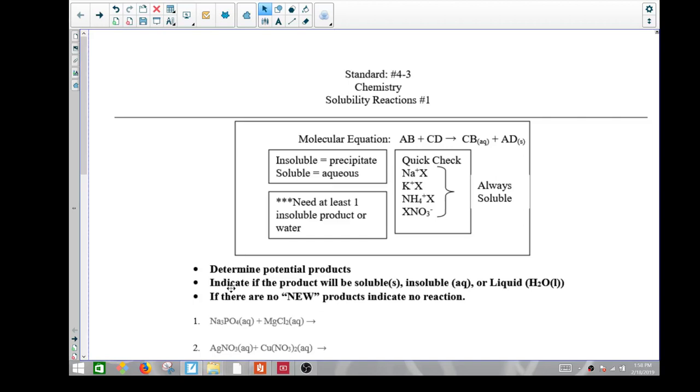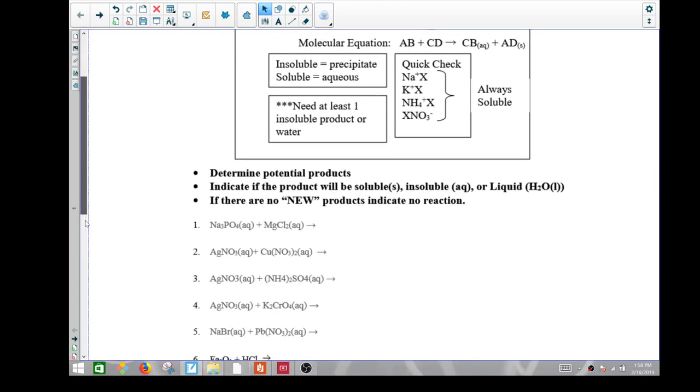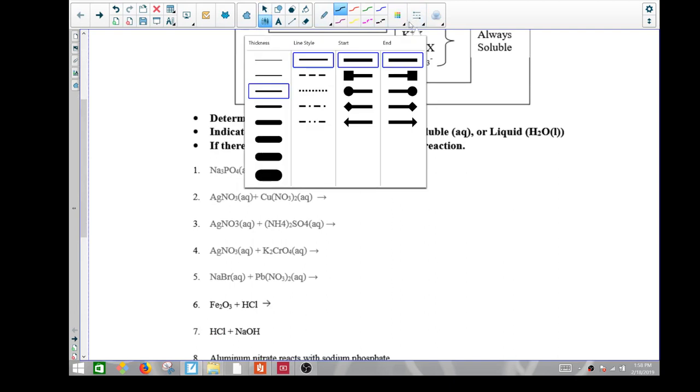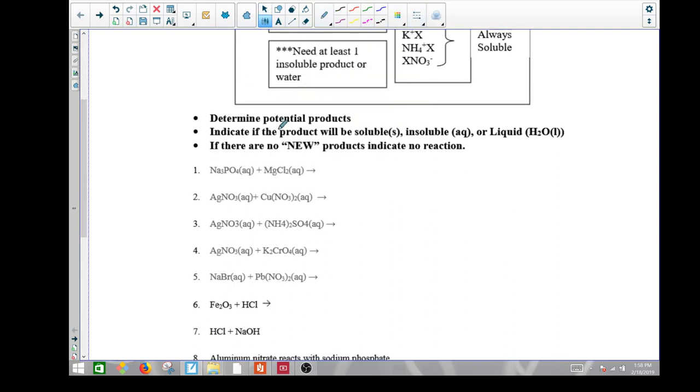Good afternoon, this is Schweitzer, and we're going to do a couple of problems here involving practicing writing out solubility reactions and seeing if you are on track for this and getting ready for our quiz. Again, this is just looking at doing some of the manual labor for this.